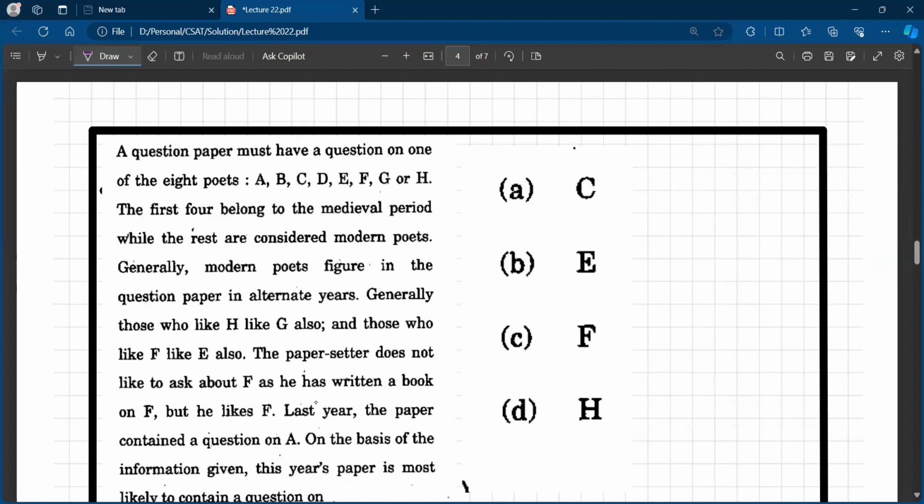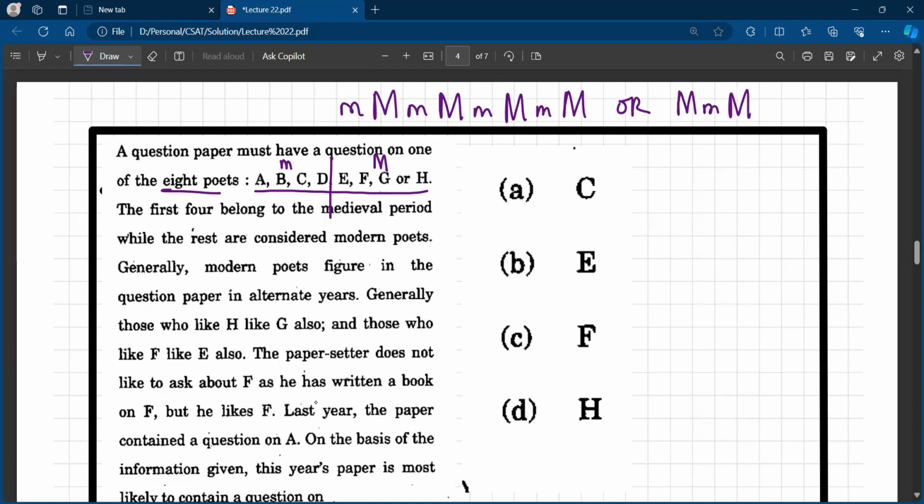The question says, a question paper must have question on one of the 8 poets, that is A, B, C, D, E, F, G, H. First 4 belong to the medieval period. These 4 are medieval, while these are modern. Generally, modern poets figure in the question paper in alternate years. That means medieval will come also in the alternate years. That means the sequence has to be this. Or it can be like this. This is for my explanation, but it's not required here.